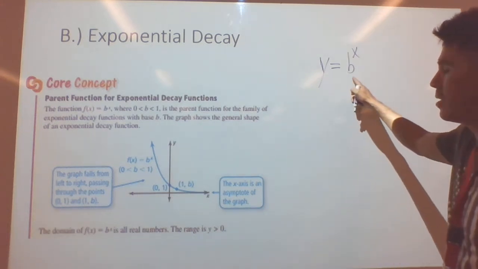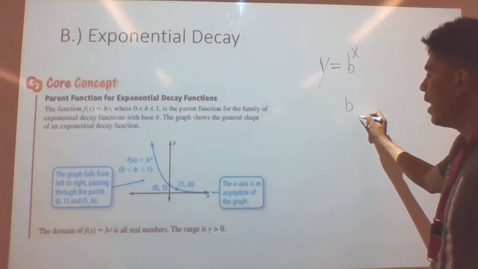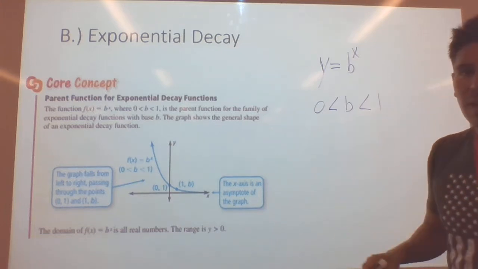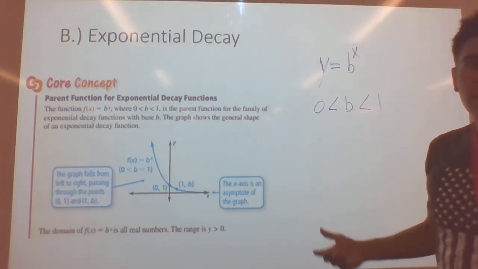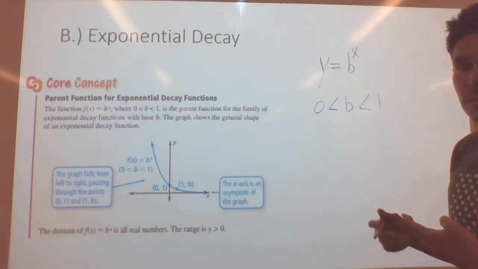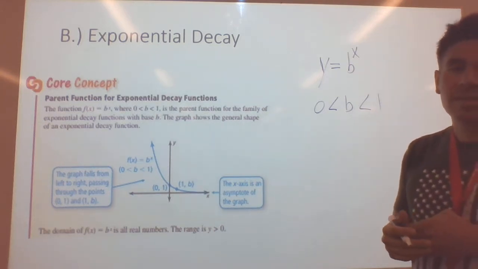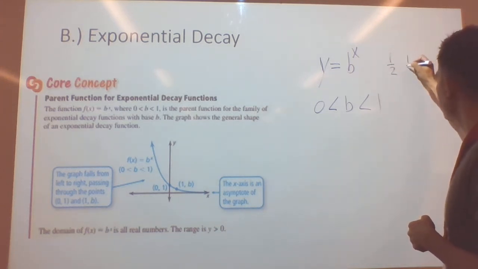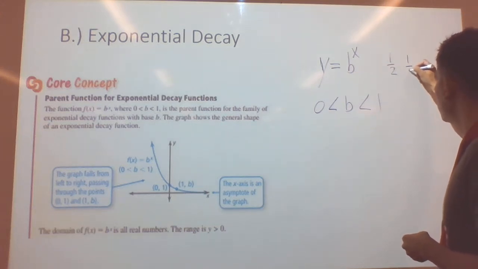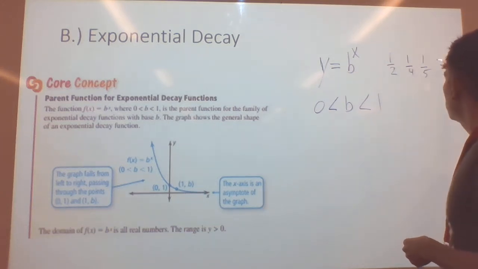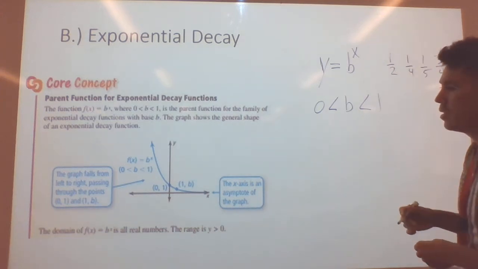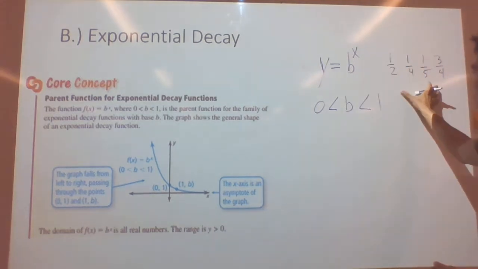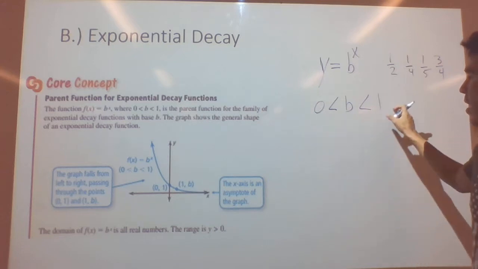How do we know it's decay? Again, it depends on the b value. So in this case, b has to be greater than 0, but less than 1. If I have a scenario like this, then we have decay. And so we can talk about what are some b values that are greater than 0 and less than 1. Well, how about 1/2? How about, let's say 1/4, 1/5, 3/4. So again, those are all values that fit in this category here.